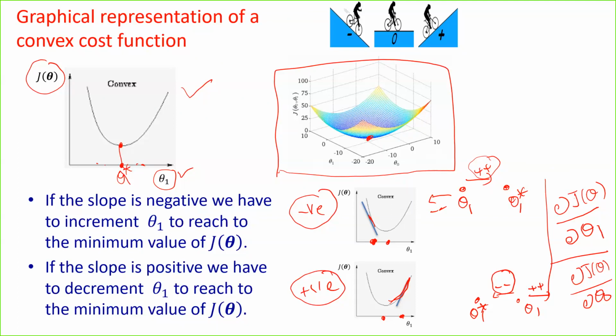It means you'll be initializing two parameters, theta naught and theta 1, randomly. Let's say when you randomly initialize, it is somewhere here. So you have to gradually adjust both theta naught and theta 1 such that you reach this optimal point. Okay, so that is the objective.